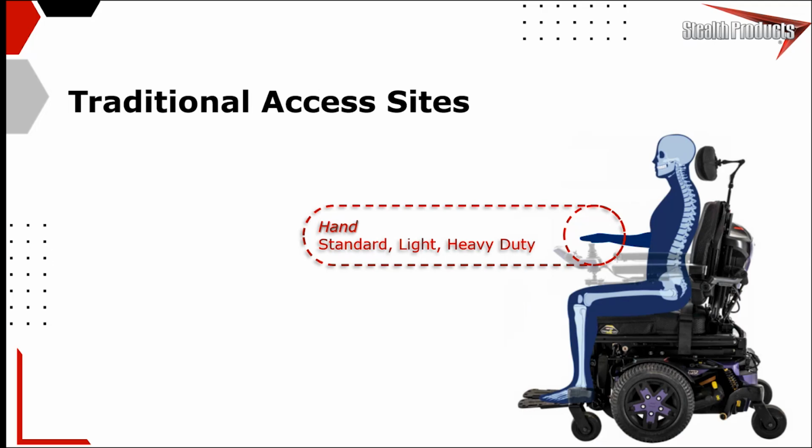Now, when we talk about access sites, we have a few traditional points. We usually start at the hand. It's the most natural, intuitive access site, and to drastically oversimplify it, our hands are what we naturally use to manipulate objects in our world, so they tend to make for a natural starting point for manipulating that drive control, right? So at the hand, we might be looking at a mounting for a standard or a lighter throw joystick, heavy duty joysticks, things like that.